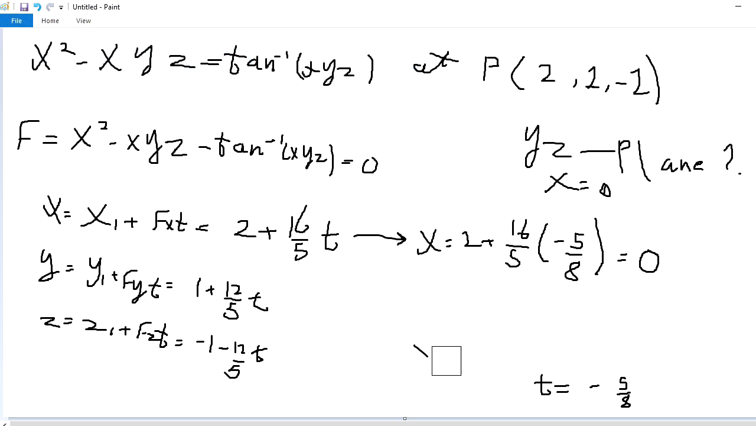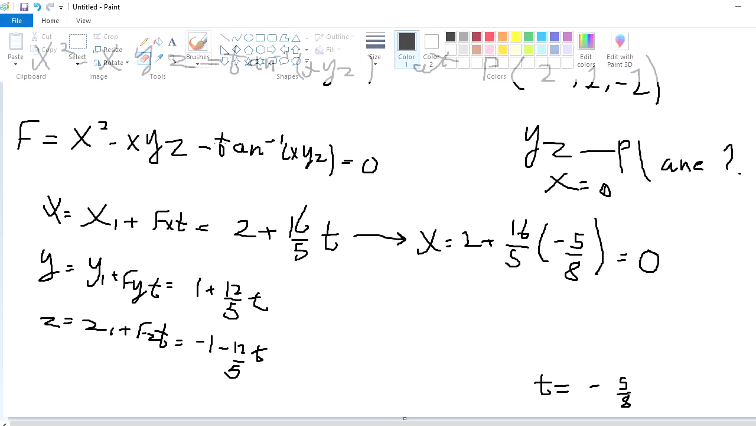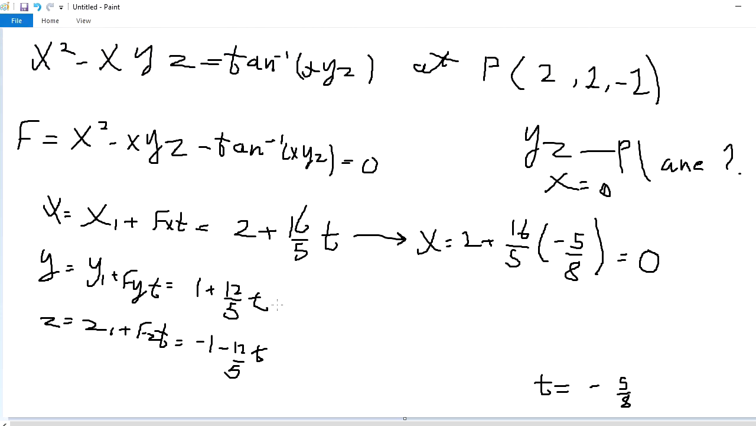Let's continue with the last step for this example. Here we have 1 plus 12 over 5, and then times t, and the t here is going to be negative 5 over 8. So if you use your calculator, the answer is going to be negative 1 over 2. So it's a negative half.